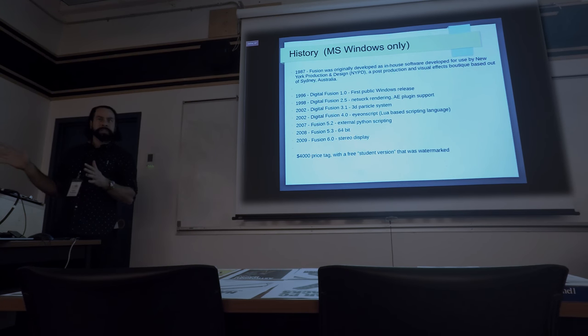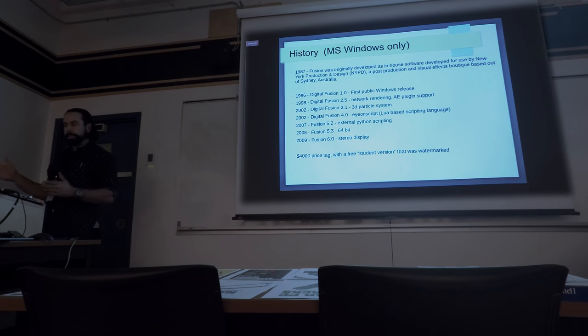Everyone always seems to have history of things, so I thought I needed to do this too. I'll truncate it fast. In 1987, it was an in-house app. In 1996, it was released on Windows to the public, Digital Fusion 1.0. In 98, they had network rendering and After Effects plugin support. In 2002, they released 3.1, which had a 3D particle system. It had a bunch of other stuff too. This is just the stuff that I thought was quasi neat.